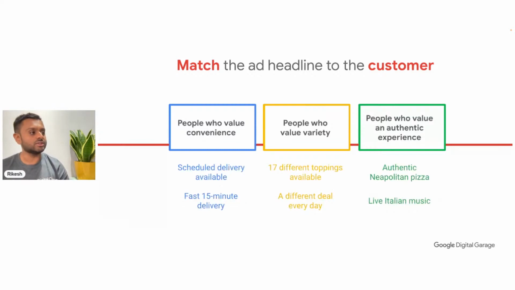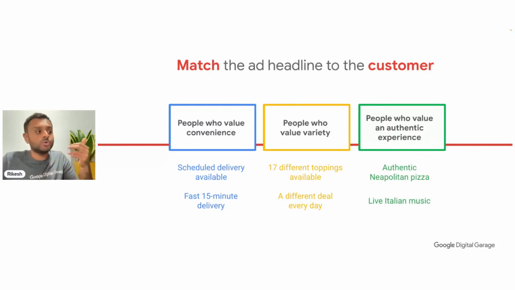So if we have a look at these three boxes here, for people who value convenience, these are those busy professionals. So fast 15-minute delivery, which is what we used as a headline earlier on. It could be scheduled delivery available. That is something which could be useful for busy professionals as well. So we want to correlate these ad headlines with the actual advert that we are creating, and in relation to our ideal type of customer, the person who we are looking to attract on the other end of the screen as well.